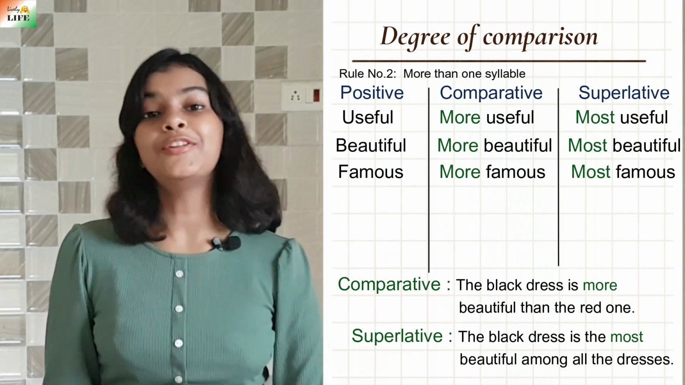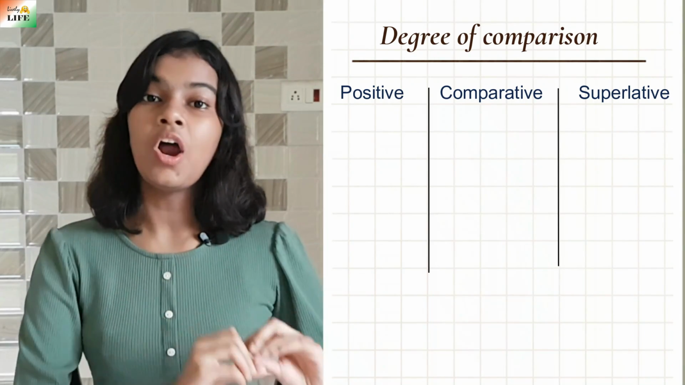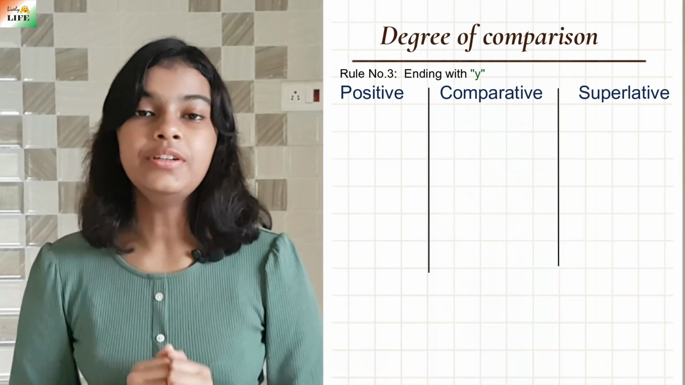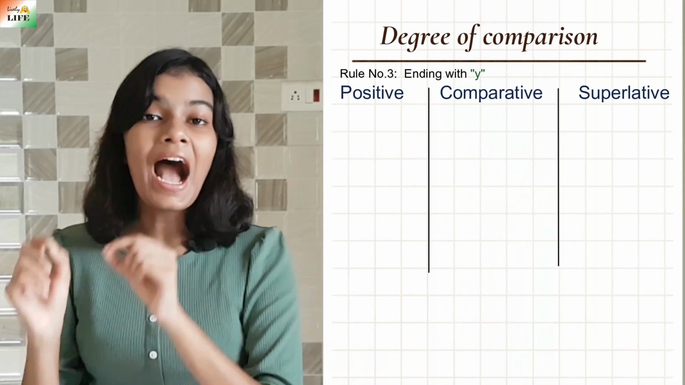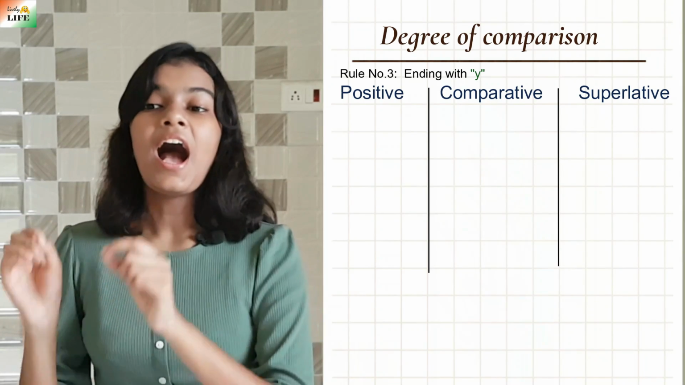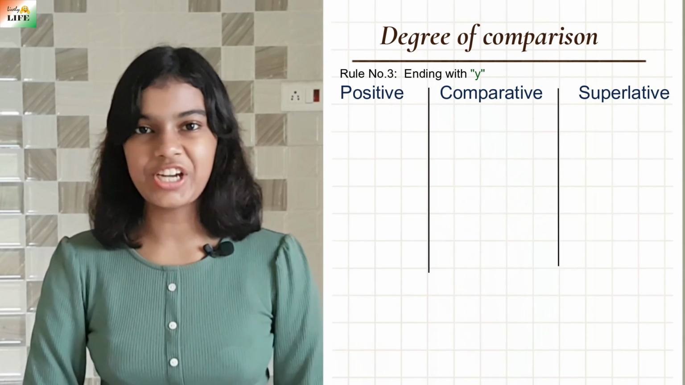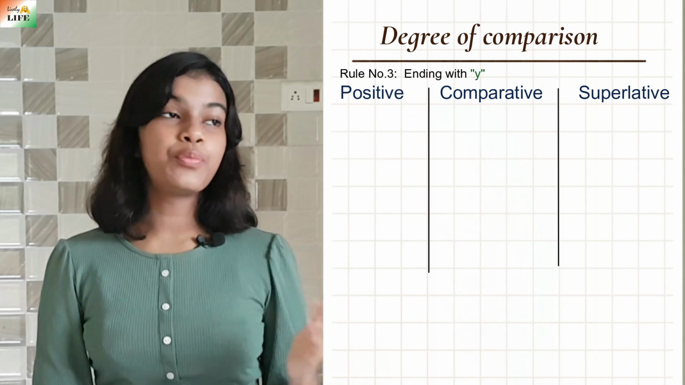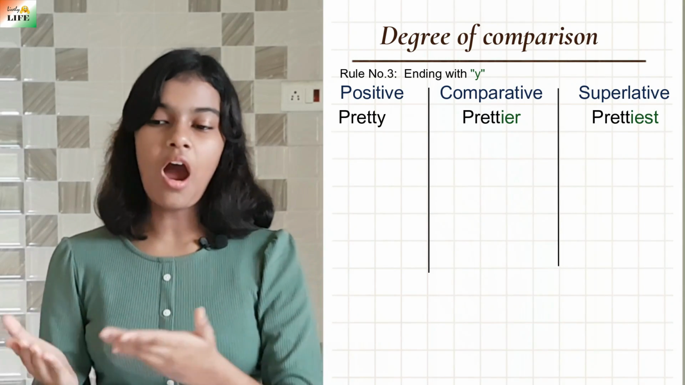Now here comes another rule, that is adjectives ending with the letter Y. Here we remove the Y and add IER to form the comparative adjective and IEST to form the superlative adjective. Let's take the example of pretty. What do we use in pretty? PRETTY.